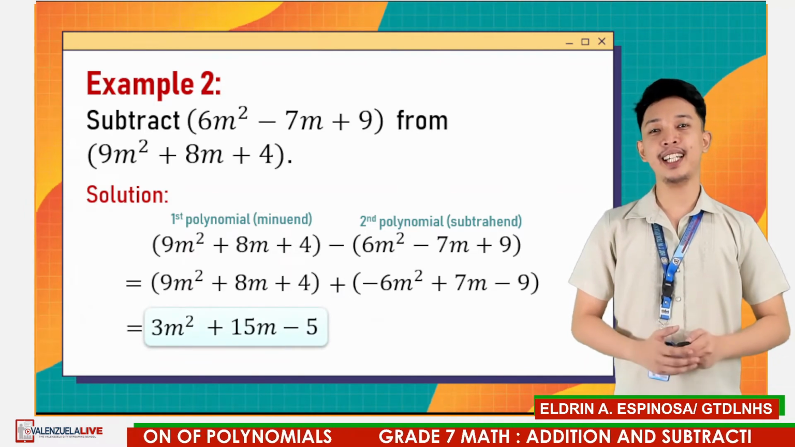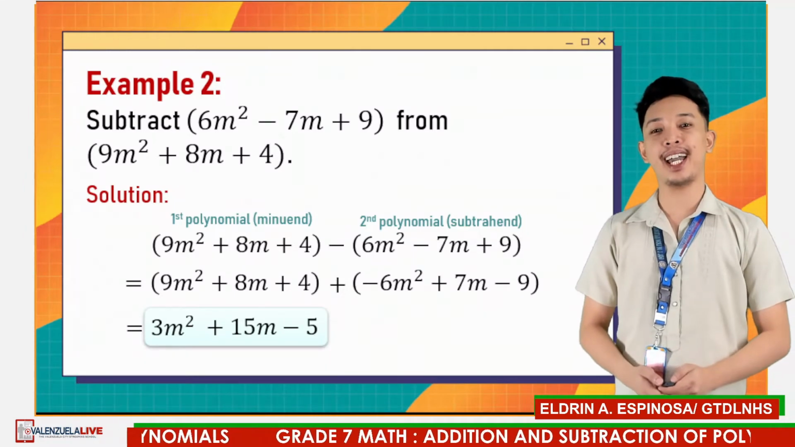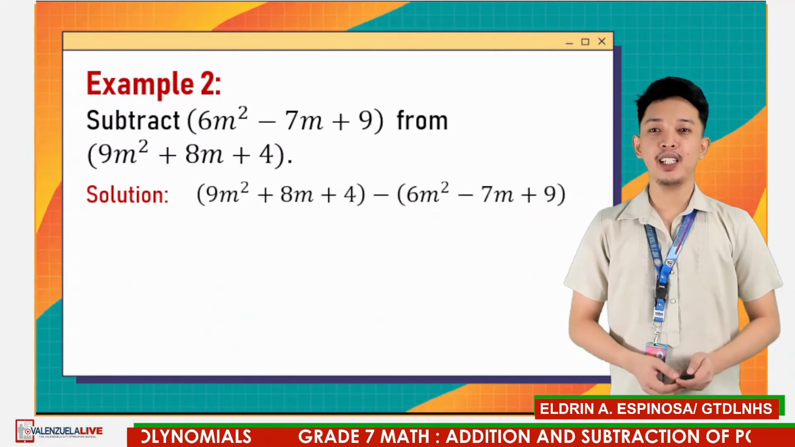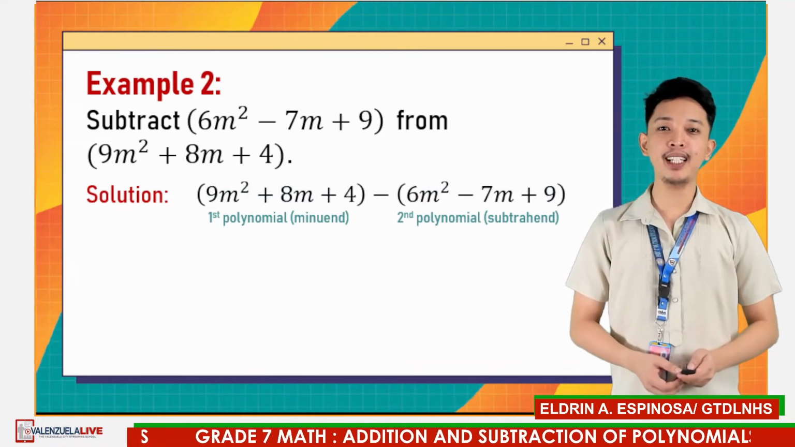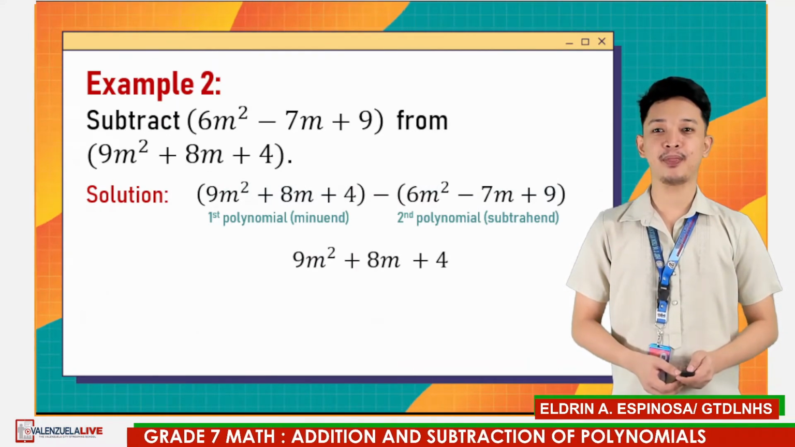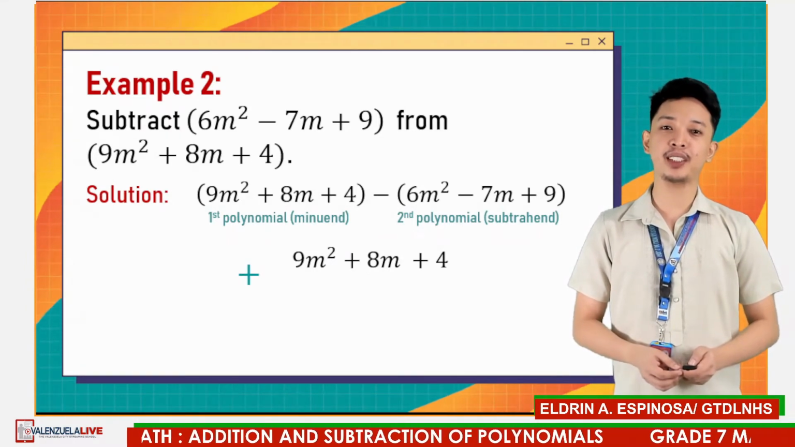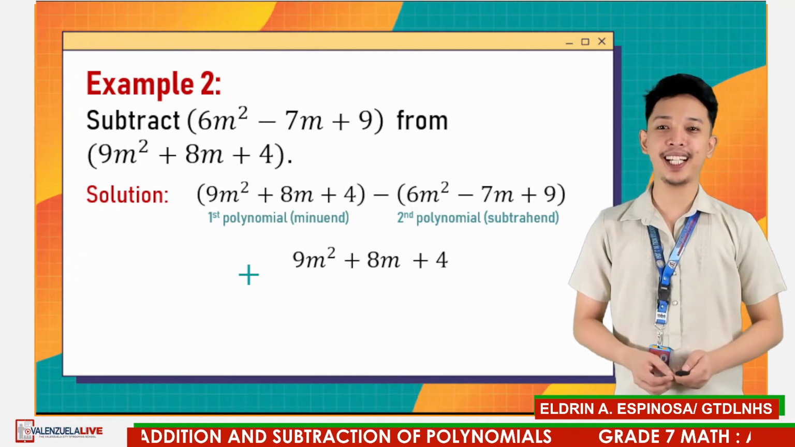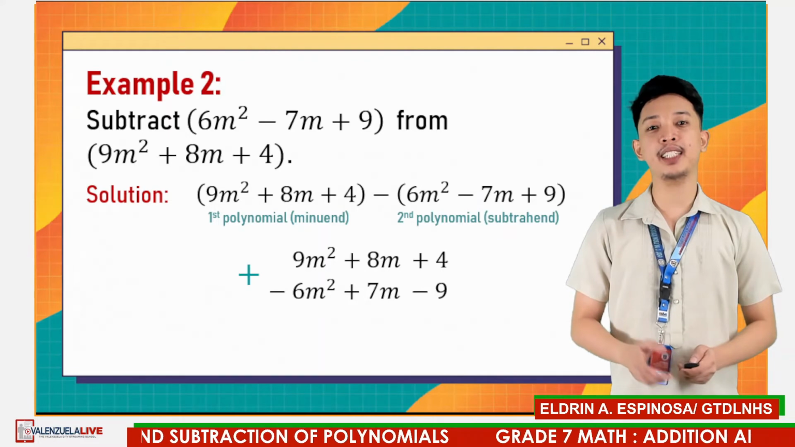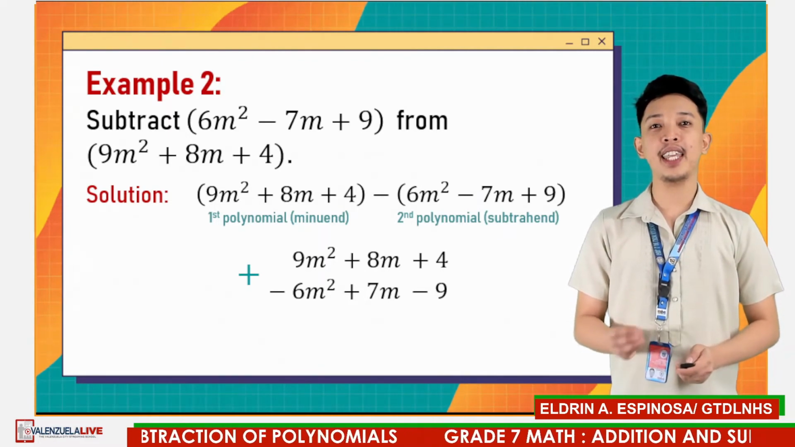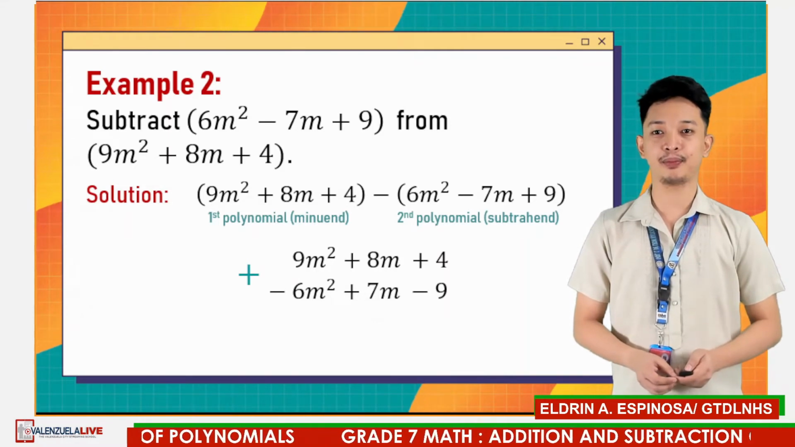Therefore, the difference is 3m squared plus 15m minus 5. To subtract it vertically, write the first polynomial and keep it the same. Next, change the subtraction symbol to addition symbol, from minus sign to plus sign. Next, change the sign of each term in the subtrahend. So we will have negative 6m squared plus 7m minus 9.